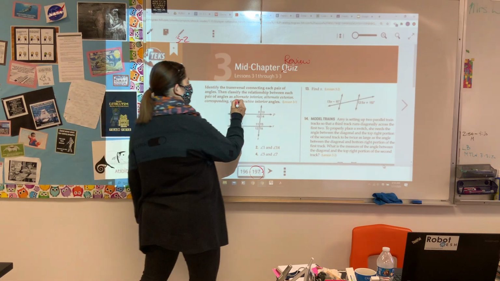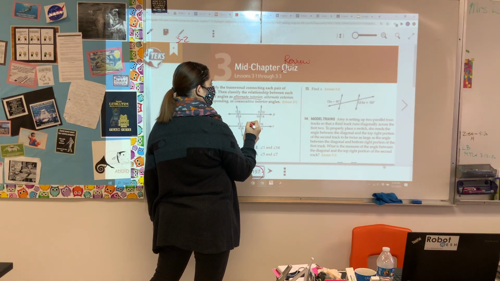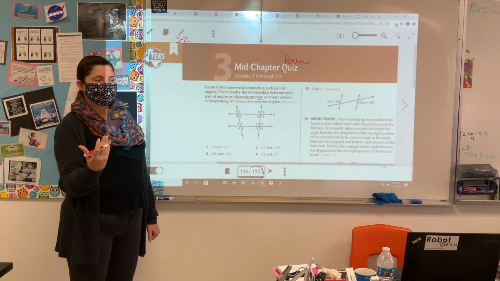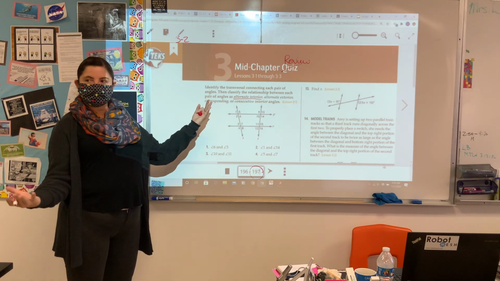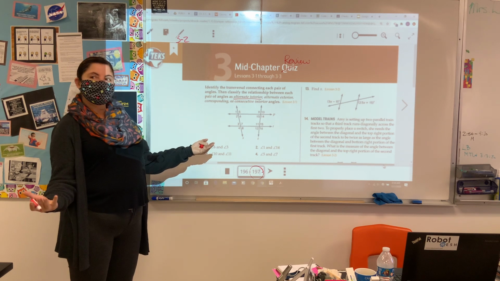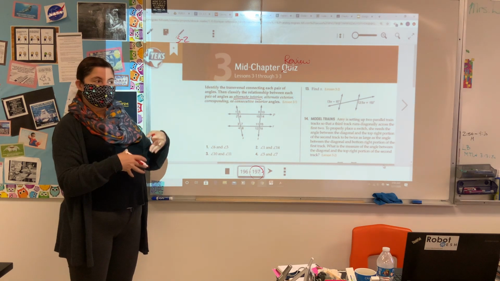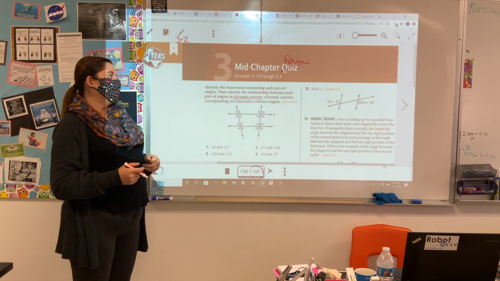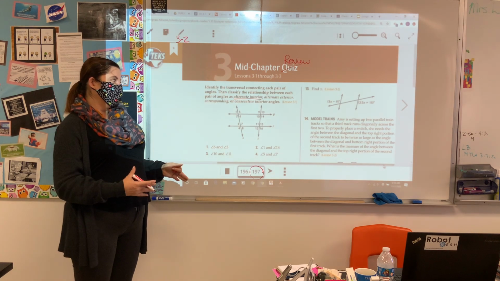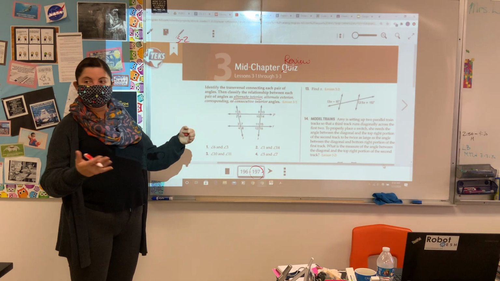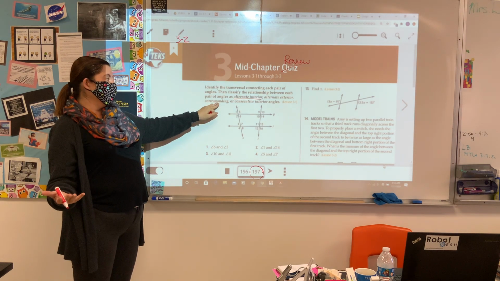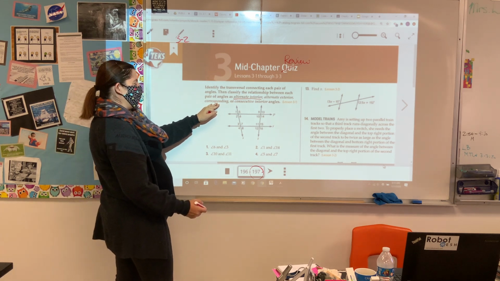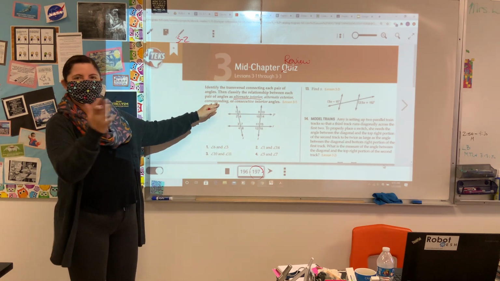We have to say whether it's alternate interior. What does it mean to be alternate? You're on different sides of the line. Interior? On the inside, between two different lines. Alternate exterior, well, different sides, and on the outside. Corresponding. Same side? Yeah, it's kind of like that same location, like it has to be on the same side, both.